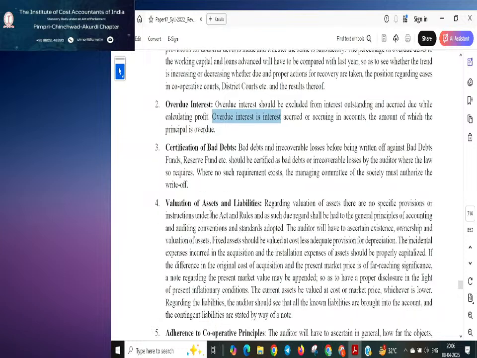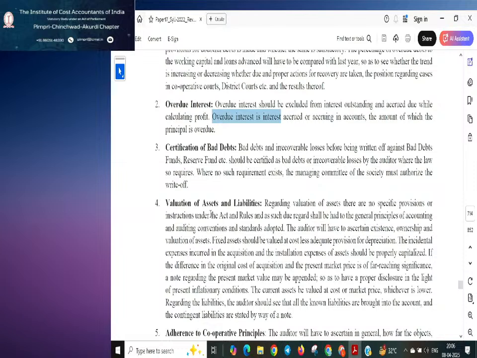Then comes valuation of assets and liabilities. So this is one of the important things that has been mentioned exclusively under section 17(2) of the Act 1912. So what does it say? Regarding the valuation of assets, there are no specific provisions or instructions under the Act or rules, but with due regard to the general principles. So here come the general principles of accounting and auditing conventions, which will come into place to fix up how to claim depreciation, what is the value of the asset, how do you value it, what does the cost include, the incidental expenses incurred during the acquisition and putting the asset to workable condition.